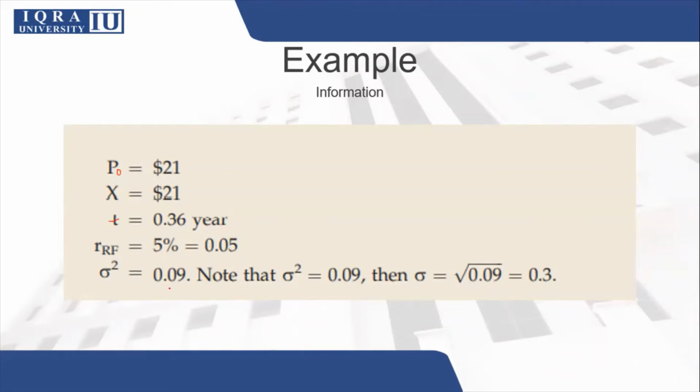Then you have the variance, which is 0.09. And of course, if the variance is this, then the standard deviation will be 0.3. I hope you are aware of this. Basically, if this is the variance and you want to convert it into a standard deviation, you will take its square root. So if you take the square root of 0.09, you get the standard deviation, which is 0.3. Okay, now let's use this information in the formula.